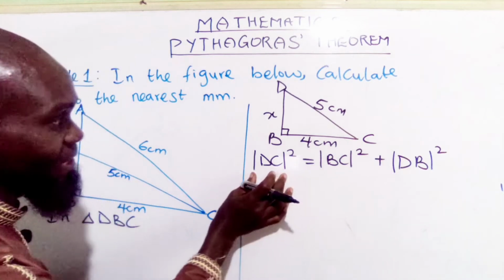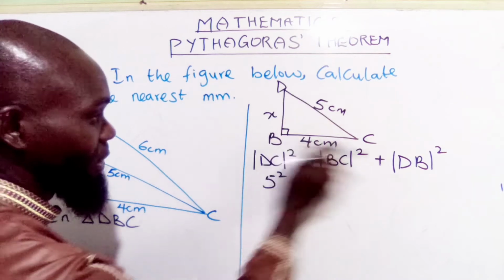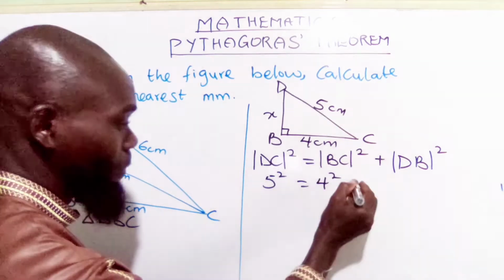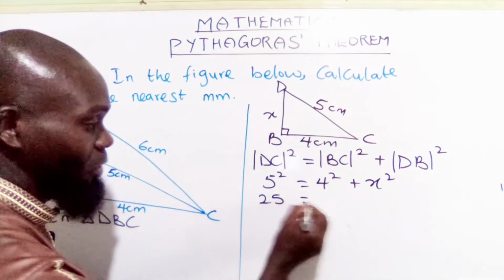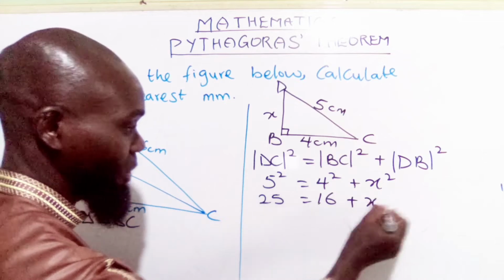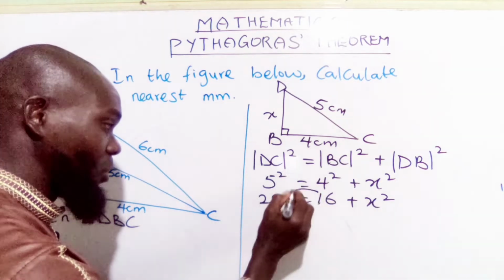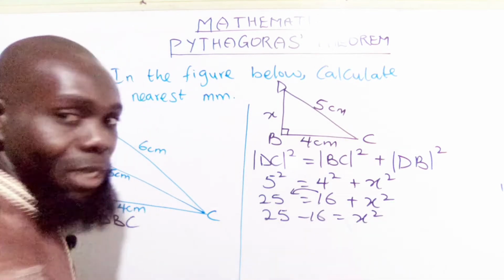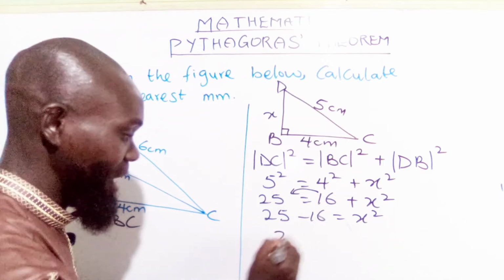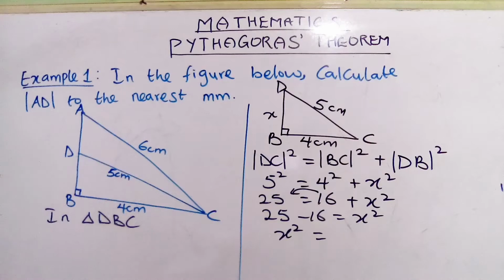Now our line DC is 5 squared, line BC 4 squared plus DB, X squared. So this is 25 equals 16 plus X squared. Now let's collect like terms, so 16 comes here. We have 25 minus 16 is equal to X squared. Our unknown must be on the left hand side. X squared is equal to, when we take away 16 from 25, it's going to give us 9.